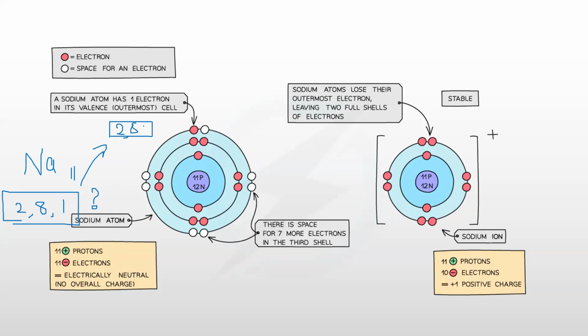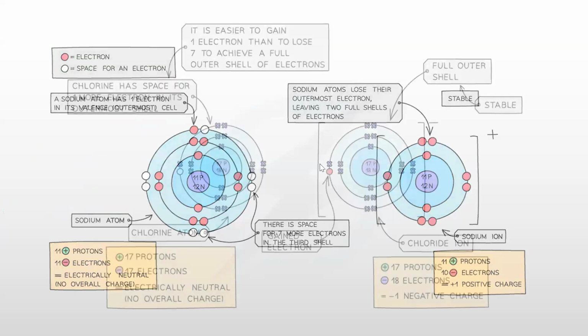Now the outer shell electrons are complete. So here you can see that the outer shell only had one electron, and now it doesn't have that outer shell. Now which is your outer shell? The one which has 8 electrons. So a sodium atom has one electron in its valence, outermost shell, and there is space for 7 more electrons in the third shell. Sodium atoms lose their outermost electron, leaving 2 full shells of electrons.